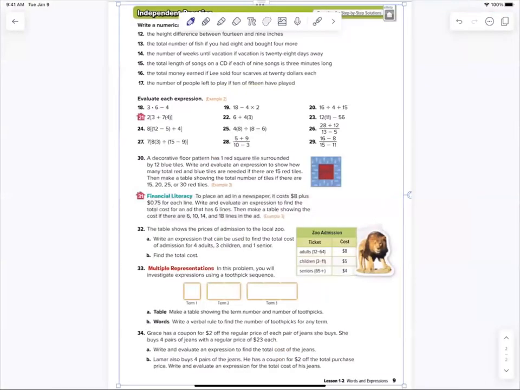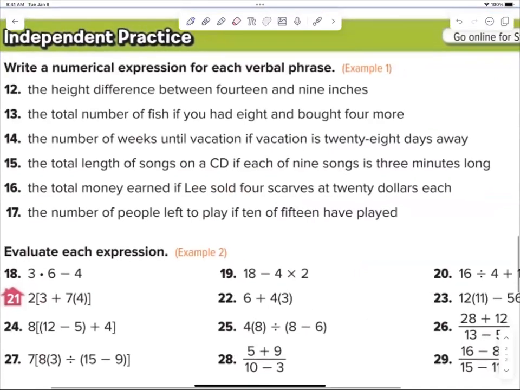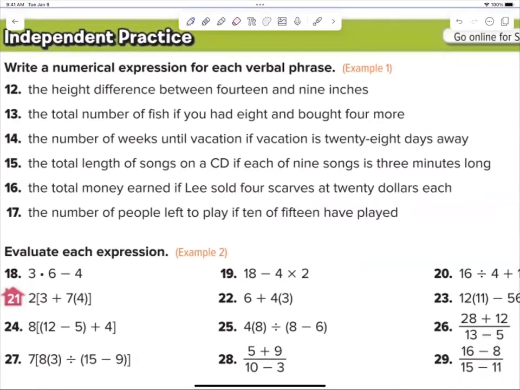All right, now we get to write a numerical expression. All right, hold on, let me blow it up a little bit. So the height difference between 14 and 9. What does difference mean? Difference means, yep, subtract. So what 2 numbers am I subtracting? That's correct. 14 minus 9. That's all you have to write. It says write a numerical expression. That's all we're doing to see if you understand the words.